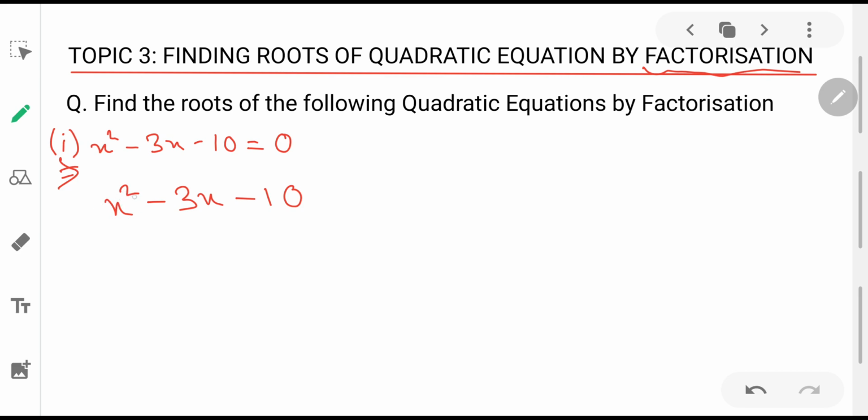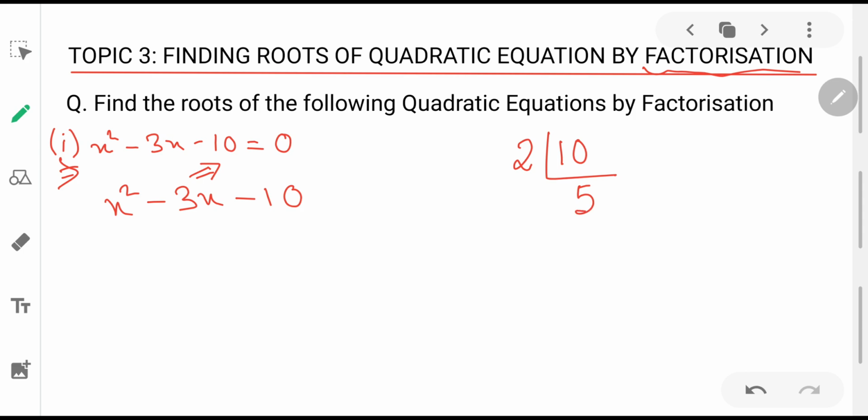So, the coefficient of the square term is 1, and what is the constant term here? The constant term here is 10. So, 10 into 1 is 10. Now with the help of 10, we need to make the middle term, which is 3x. So, how do we do that? For that we have to factorize 10. For factorizing we can just do 2 into 5.